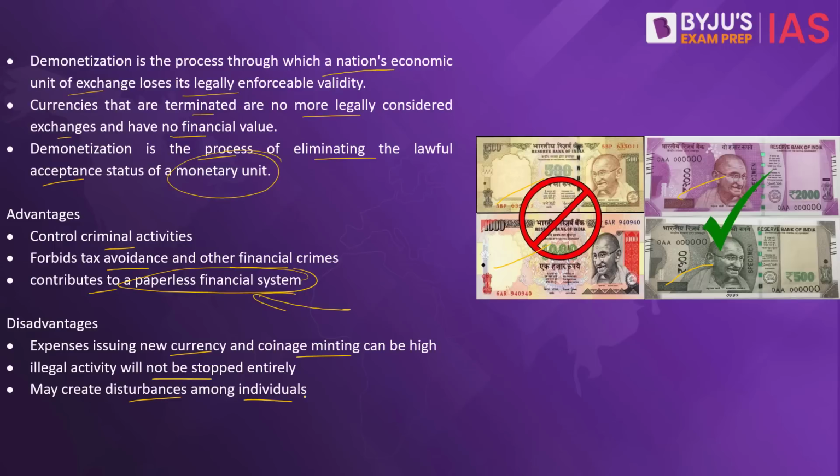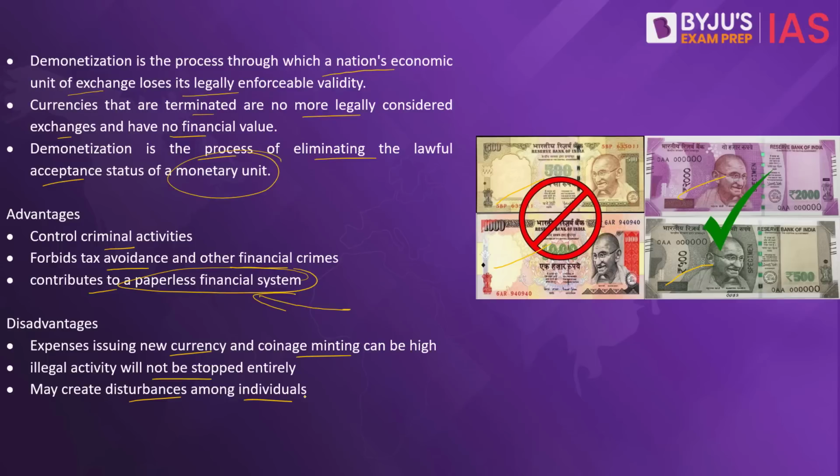If you go back to November 8, 2016, there were a number of people who also suffered. A number of marriages got cancelled as well. In fact, even to buy basic amenities, people did not have the money, and at the same time, standing in long queues, some of them passed away as well.